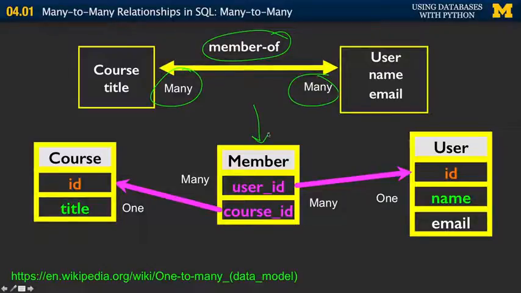So we have called this the membership table, or a table called member. We still have a user table and a course table, and we have a primary key in the course and the user table. And what we do is we have this member table where each row has two foreign keys.